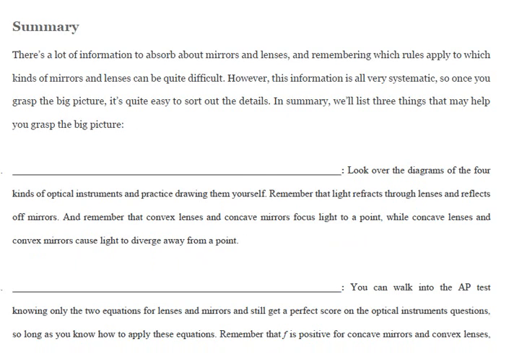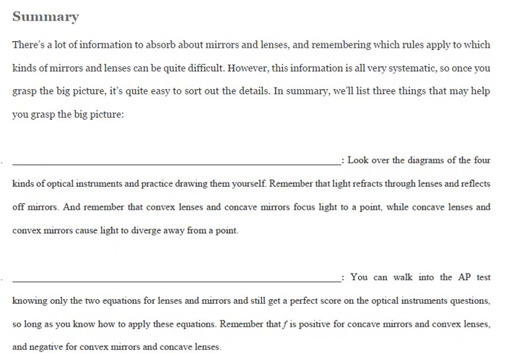In the geometric optics unit, it's not a lot of difficult material, it's just a lot of very particular things that depend on what kind of instrument you're working with and what information you're given or asked to find. There's a lot to absorb, and remembering which rules apply to which mirror and lens can be difficult at times, but it's very systematic. Once you get an idea of what's going on on a larger scale, it's easy to figure out the smaller details along the way. So here are 3 things that'll help you really get the big picture.